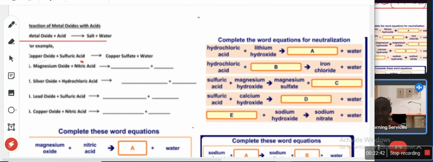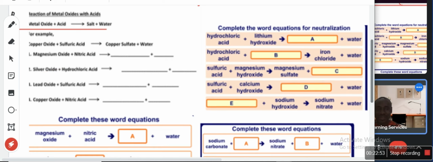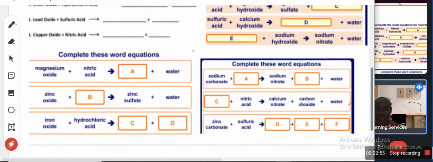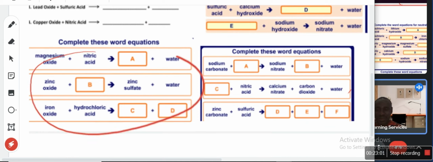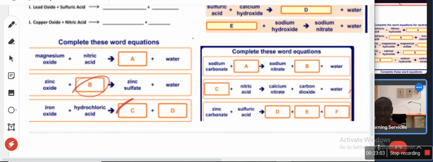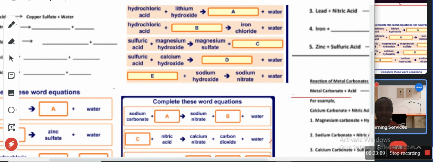Magnesium oxide plus nitric acid, what will it give? And all this one, you will fill it in. I think it's an exciting work. You will do very well in all of them, isn't it? So you go down again, you see this one. Magnesium oxide plus nitric acid, what will it give? Anything that is not provided, you can fill it up. Use your pen so that you can write it. That's for your practice question, okay?